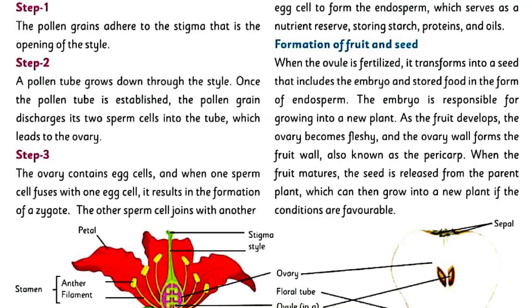As the fruit develops, the ovary becomes fleshy, and the ovary wall forms the fruit wall, also known as the pericarp. When the fruit matures, the seed is released from the parent plant, which can then grow into a new plant if the conditions are favorable.